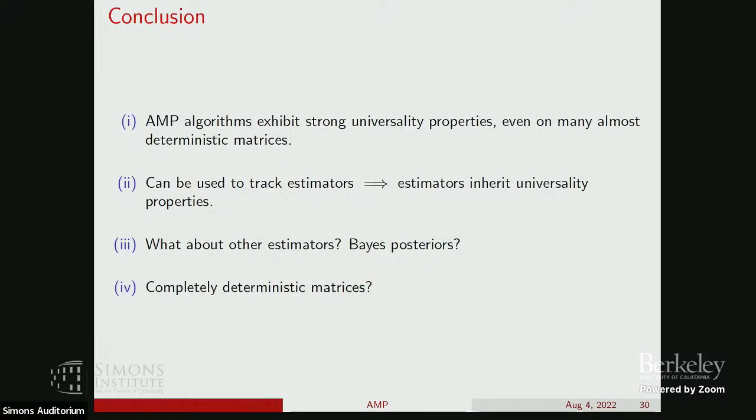I think it would definitely be interesting to go beyond this structure and to actually handle what happens for Bayes posteriors. And there is this question that has been gnawing at us, which is, do we need the signing? What happens if you have completely deterministic ensembles? We have some preliminary thoughts on this. I'm happy to expand more on it, but that's sort of where we are. Thank you so much for your attention.